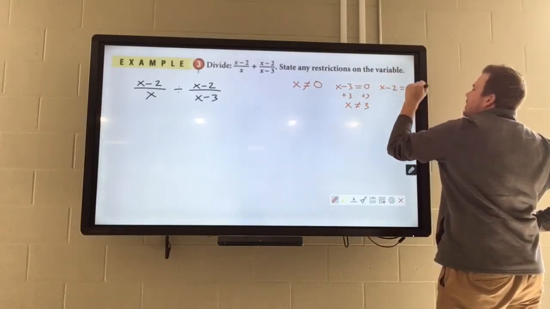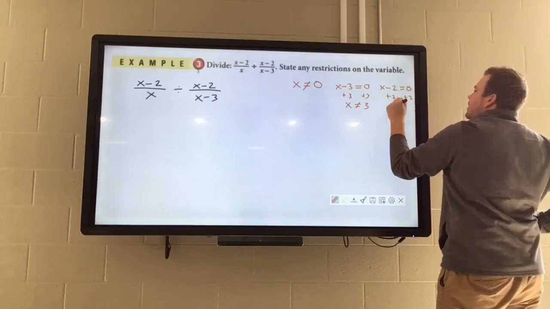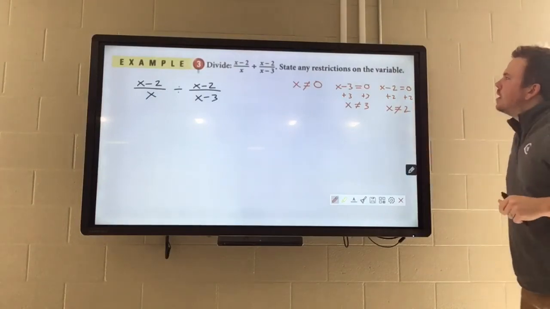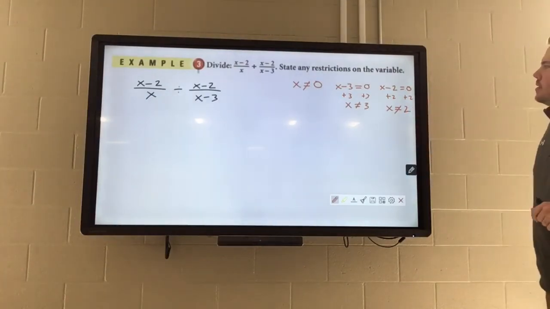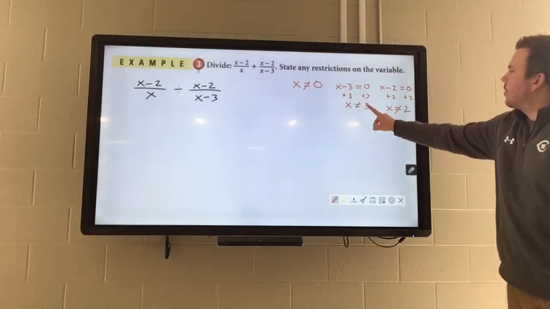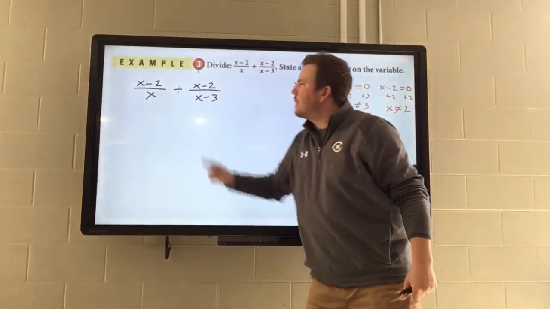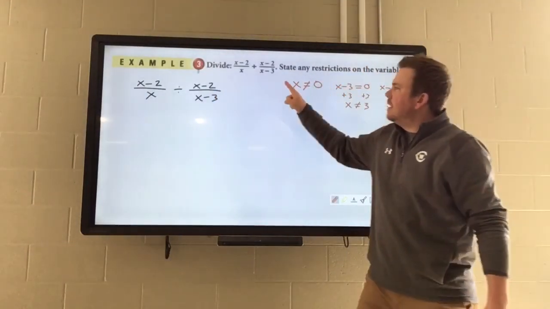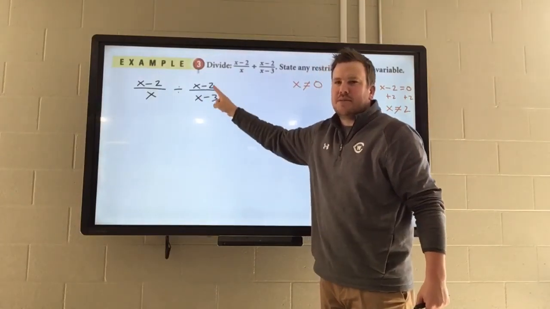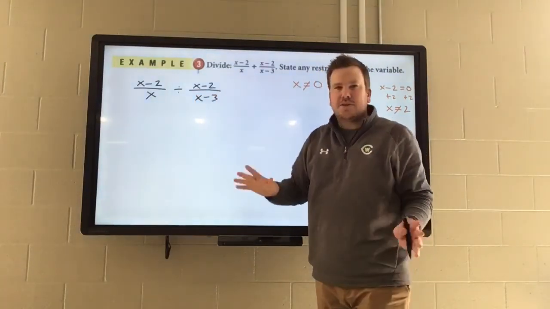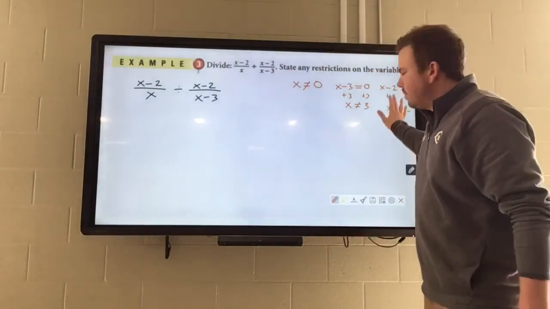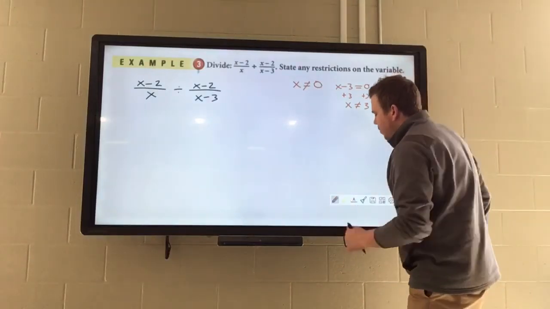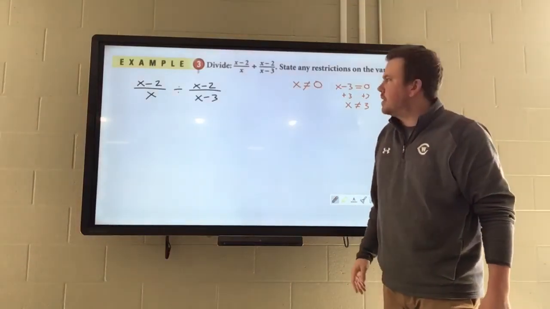And again, this is special for division problems. So in this case, we're going to have an extra restriction, which is going to be 2. So x can't equal 0, x can't equal 3, because if x is equal to 0, it would break this fraction. If x is equal to 3, it would break this fraction. And x can't equal 2, because we can't have this whole fraction equal to 0. Because then we'd be dividing by 0, which is not allowed. All right, so an extra step to find a restriction there. Let's go ahead and actually perform the operation now.